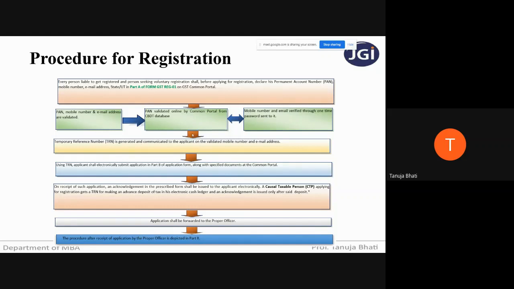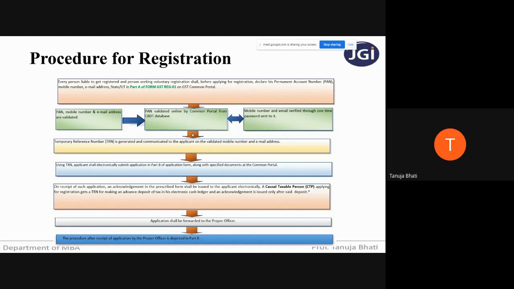Quickly, I'll just revise. Anyone who wants registration should first go to the GST common portal, that is www.gst.gov.in. There he has to select the form GST REG-01. In that form he has to write his PAN number, mobile number, and email address. Once he writes that, the system will validate the PAN number using the CBDT database. They will validate the mobile number and email address by sending a one-time password on it.